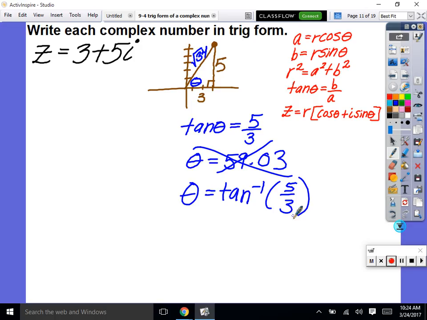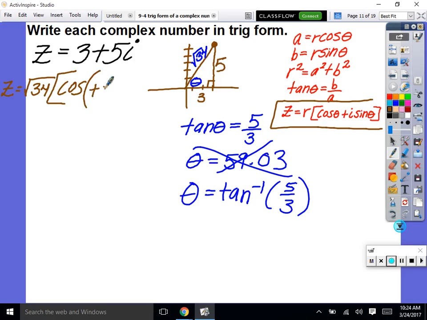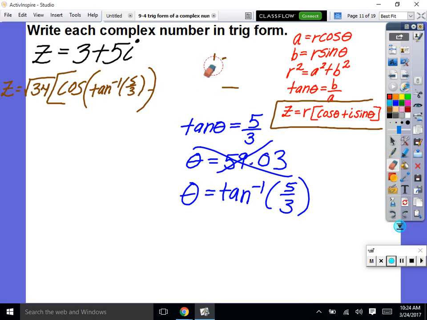So now let's put it in. Once again, we're putting it into the trig form. So we know that z will be equal to the radius, which is root 34, times cosine of the angle. The angle is tangent inverse of 5/3, because they want an exact answer, plus i sine of tangent inverse of 5/3.